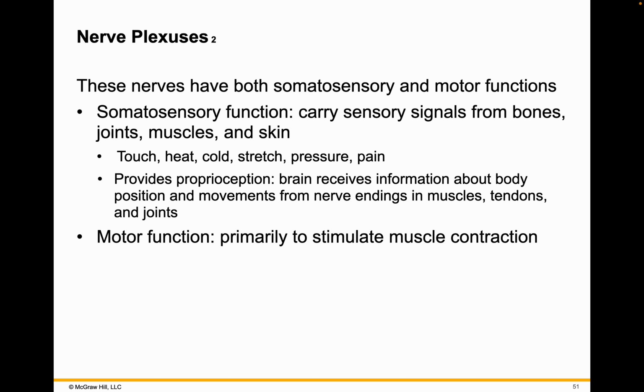They have sensory and motor functions. The somatosensory function carries sensory signals from bones, joints, muscles, and skin, things like touch, heat, cold, stretch, pressure, and pain, and they provide proprioception, receiving information about body position so that the cerebellum can know where we are in three-dimensional space and make a plan to get us where we want to be. The motor function is primarily to stimulate muscle contractions.